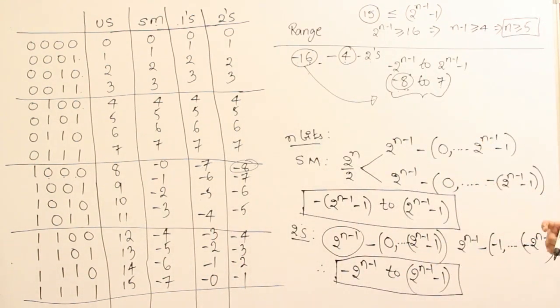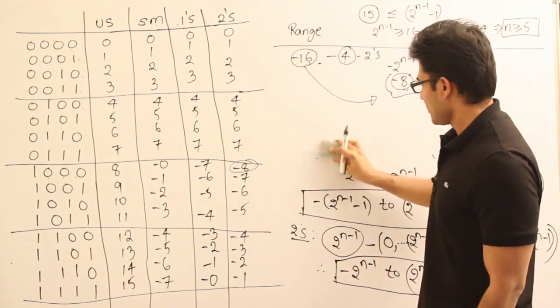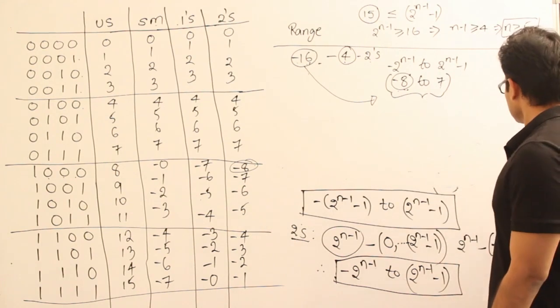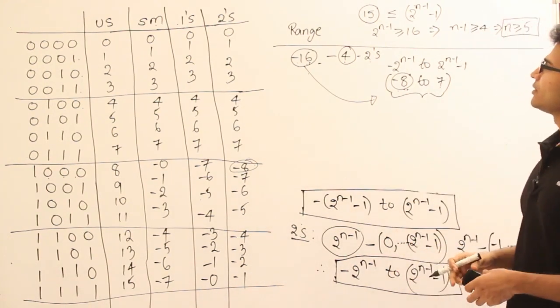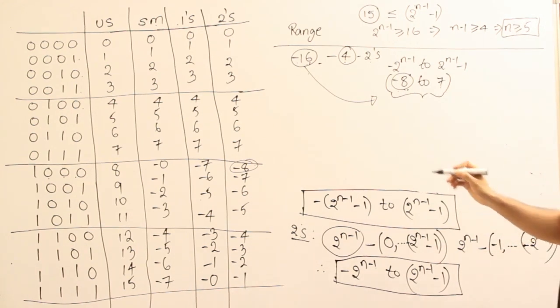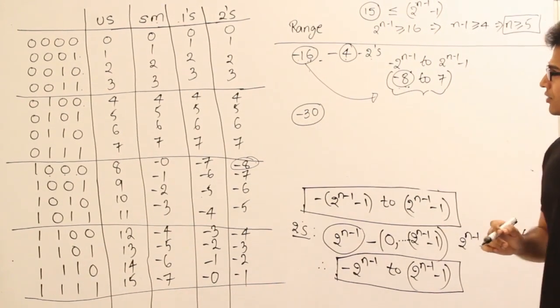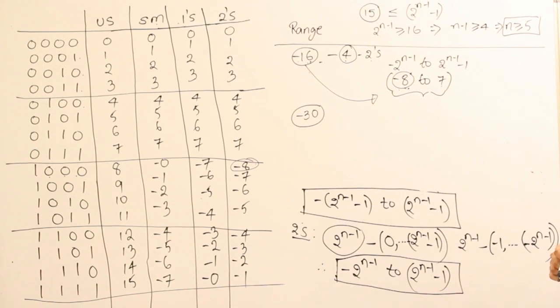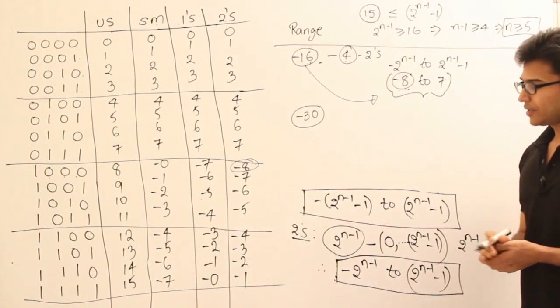Next, we shall see 2's complement arithmetic. Just focus on a few examples, okay? Let's say the question is how many bits are required to represent -16, or let us say -30. This is the number which we wanted to represent. Now how many bits are required to represent -30 in 2's complement?